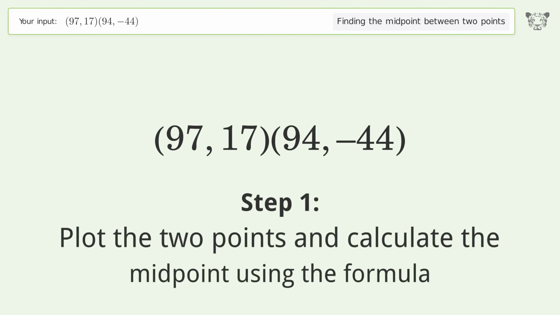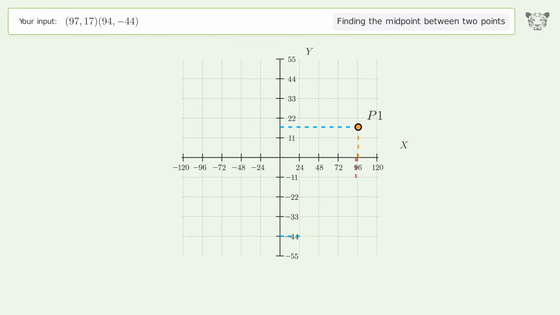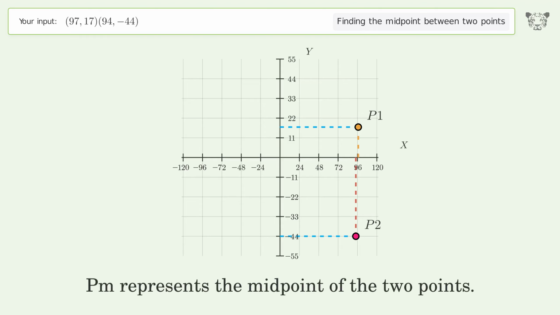The coordinates of point 1 are x1 equals 97, y1 equals 17. The coordinates of point 2 are x2 equals 94, y2 equals negative 44. PM represents the midpoint of the 2 points.